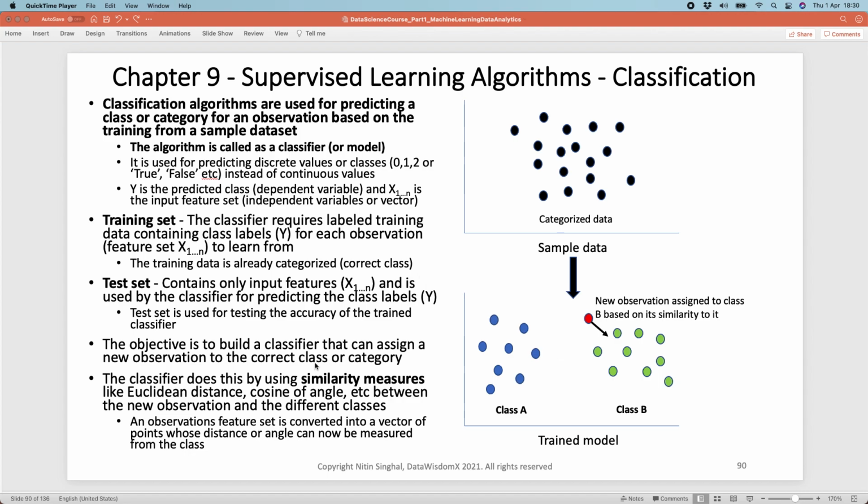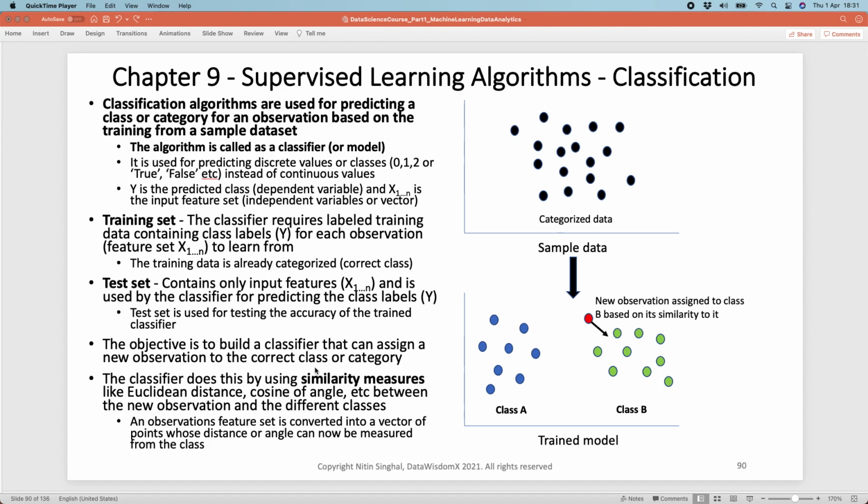The objective is to build a classifier that can assign any new observations or new data to the correct class or category, which is exactly the same for all models. You want to train the model on past historic data. Then you want to pass it new data to see what the output predicted values would be, and you want them to be as accurate as possible to the real world values.